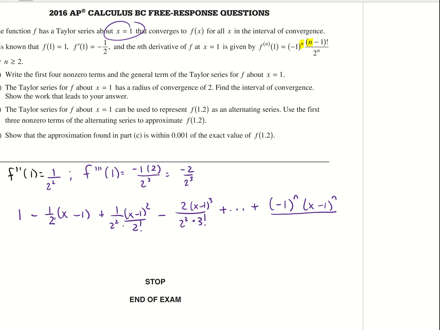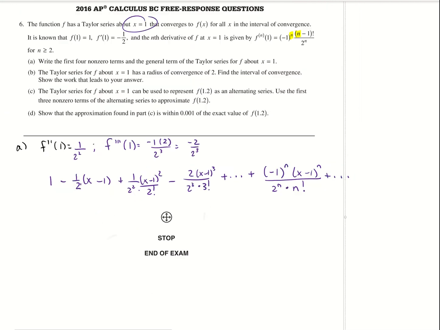Now this is 2 to the power of 1, 2 to the power of 2, 2 to the power of 3. This down here would be 2 to the power of 0. So this is 2 to the power of n, and then times n factorial, which we're used to seeing in our Taylor polynomials. So there's part A.